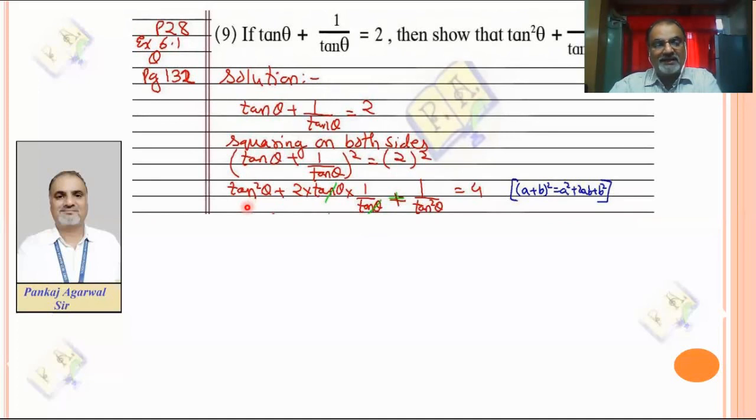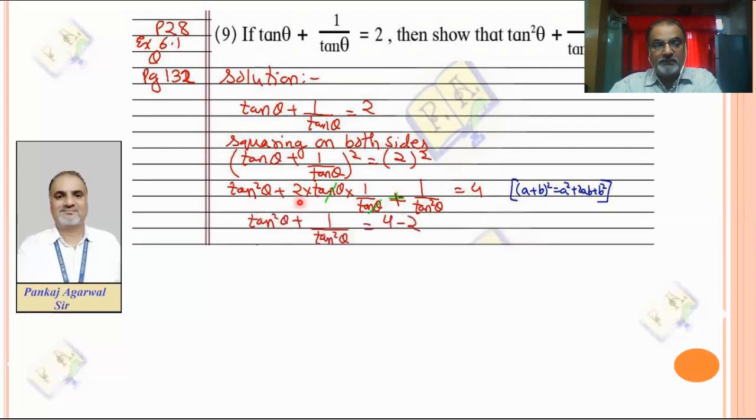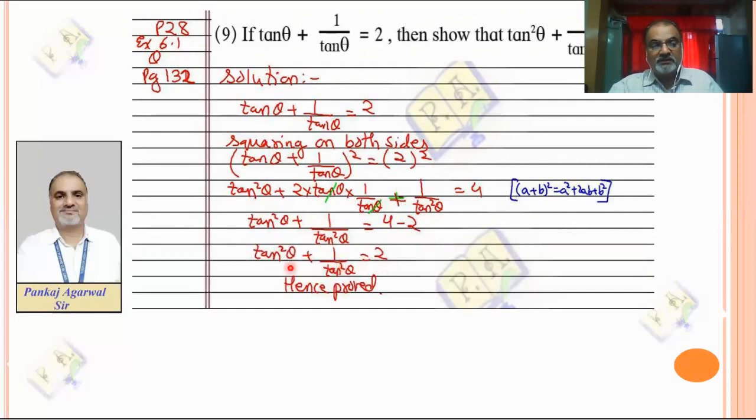If I open the bracket, I'll get tan square theta plus 2 tan theta into 1 upon tan theta plus 1 upon tan square theta equal to 2 square, which is 4. In the LHS, the middle term tan theta got cancelled. So we got tan square theta plus 2 plus 1 upon tan square theta equals 4. Take plus 2 on the other side, it will become minus 2. So tan square theta plus 1 upon tan square theta is equal to 4 minus 2, which is equal to 2. Therefore, we got the final answer, hence proved.